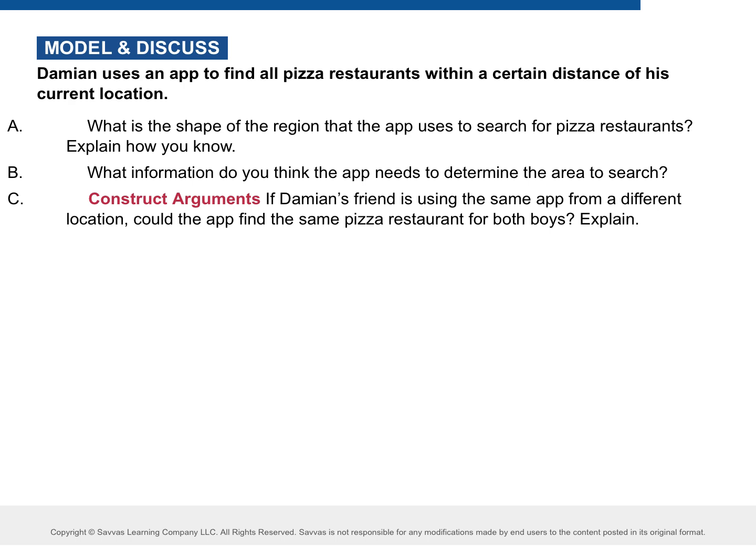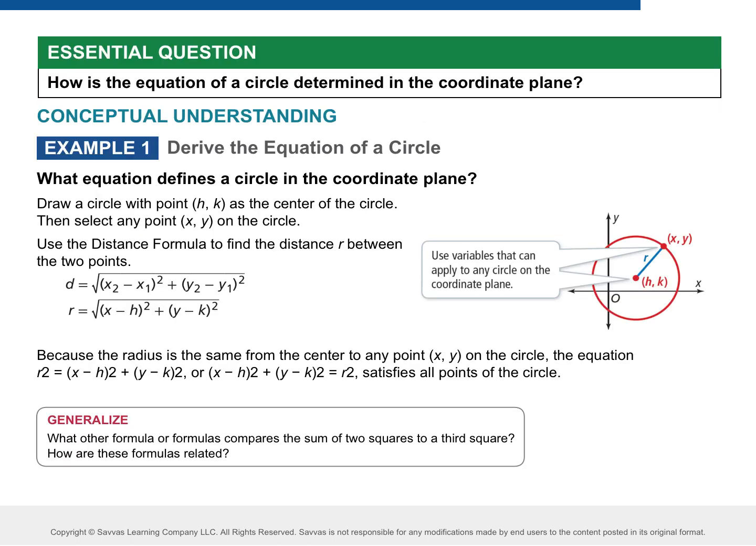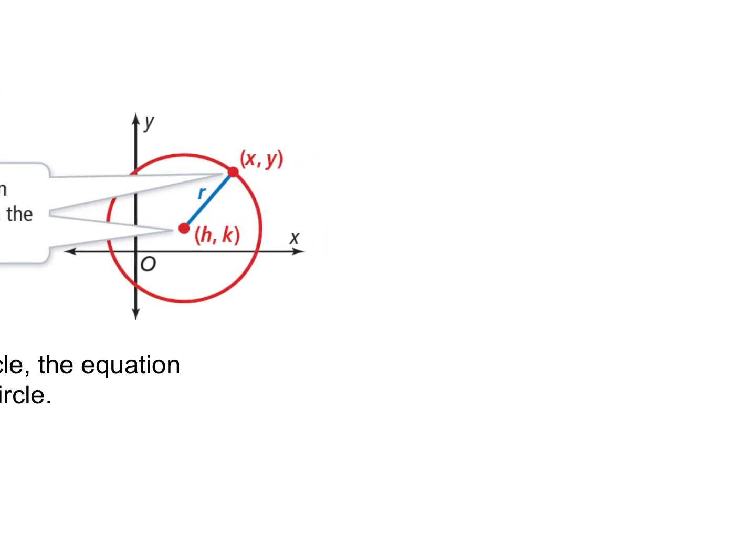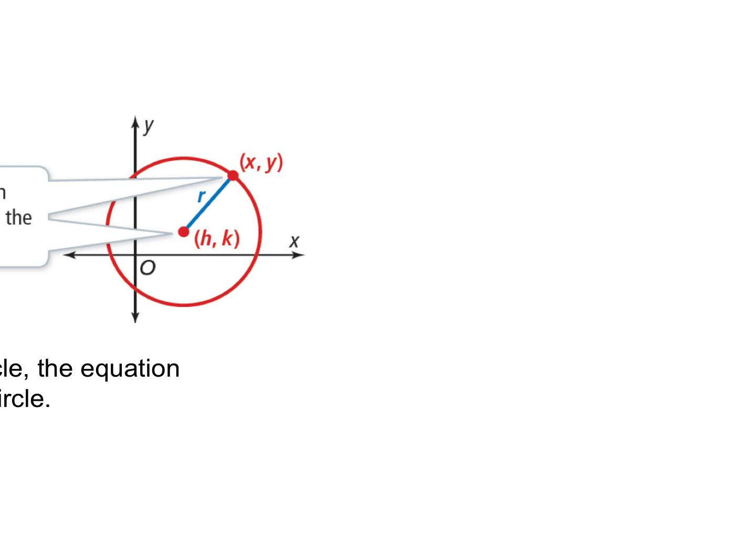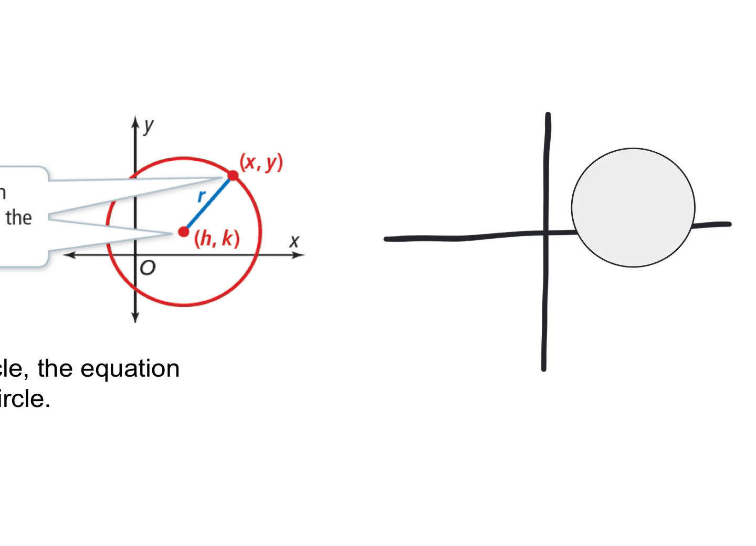Now you can go to page 2. Off to the side of your example 1, I'm going to draw it with you. I want you to draw a coordinate plane. So draw your XY axis, and then draw a circle anywhere on there. There's my circle.